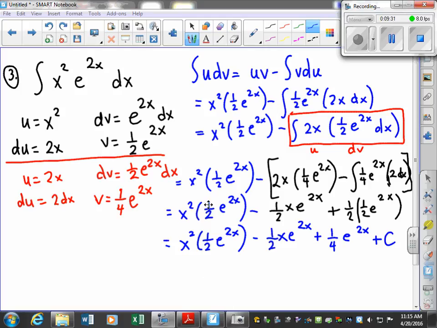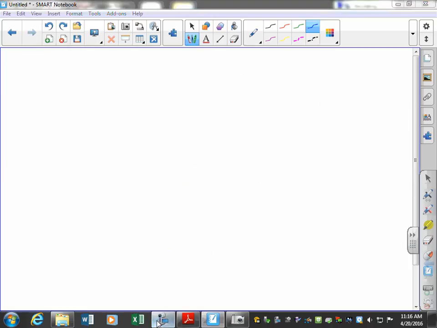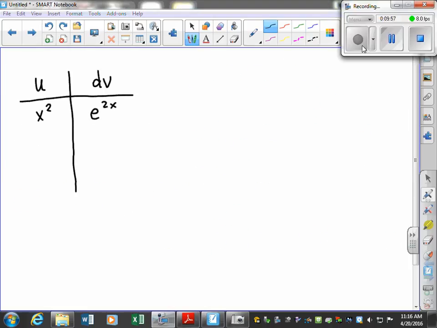Okay, so just bringing this down, and this could be 1/2 x squared e to the 2x. That doesn't really matter. Minus 1/2 x e to the 2x plus 1/4 e to the 2x plus a constant. We're not going to worry about taking a GCF out at this point. We're just going to leave this here. Now let's check this same problem in our table form on the next page. So go ahead and set that up and see if you can do it.